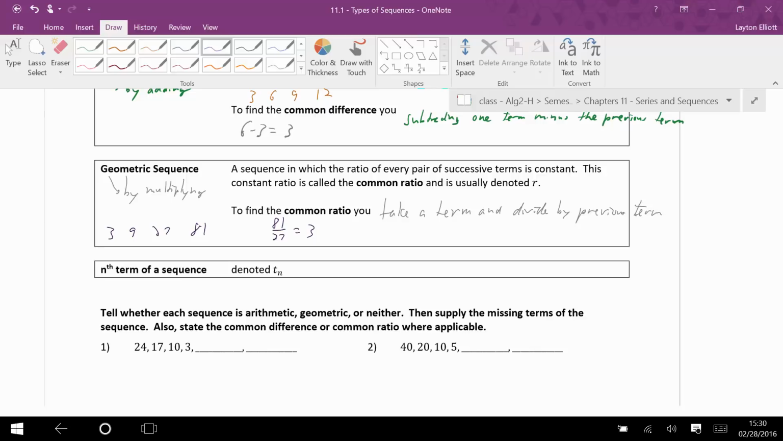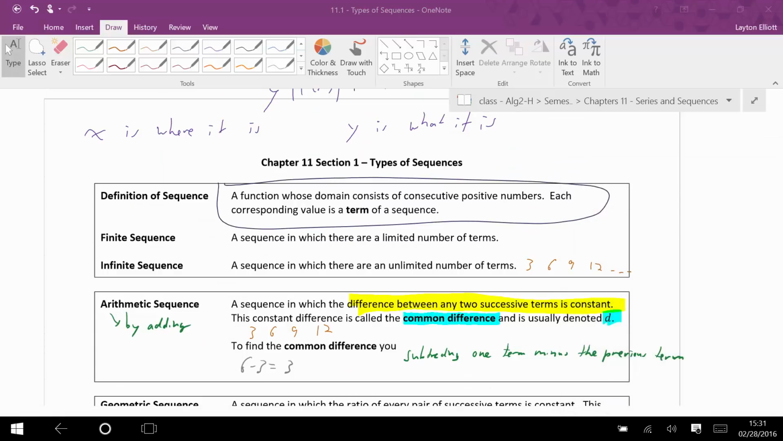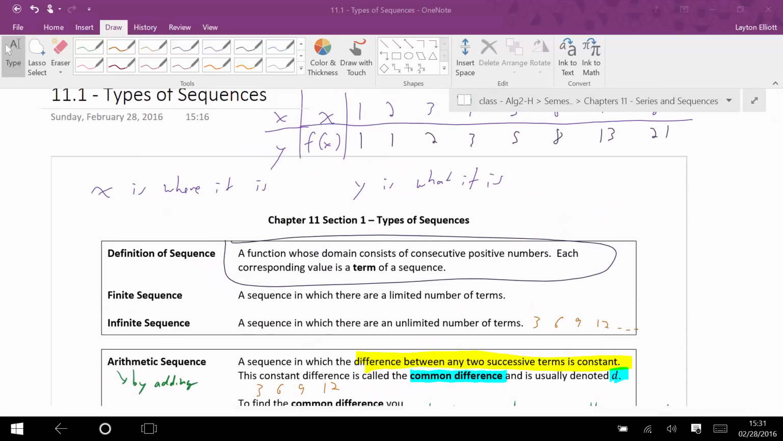Finally, some notation. The nth term of the sequence is denoted T of n. This gives us ordered pairs that look like this, n, T of n, where n is position, which means where the term is, and T of n is value, which means what the term is. Looking way up at the top, we talked about x is where it is and y is what it is. Well, we're not going to use x, we're going to use n. And y, we're not going to use y, we're going to use T of n, kind of like f of x.